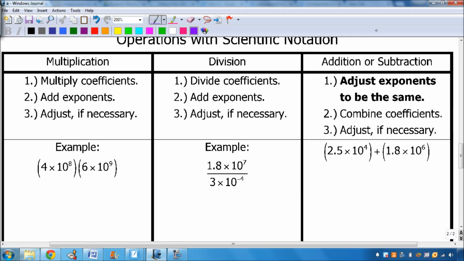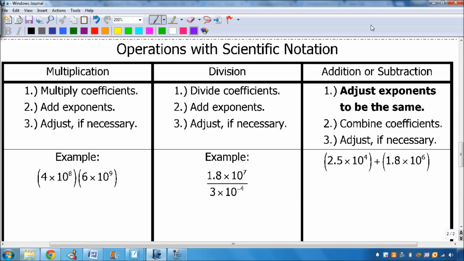Okay? All right, so now we're going to talk about operations with scientific notation. So here are the steps for what you need to do when you are doing any type of operations with scientific notation. For multiplication, you need to multiply the coefficients, then add the exponents, and then adjust if necessary. Adjust means you got to make sure that the coefficient is between 1 and 10. The exponents are allowed to be different when you are multiplying. There's no rule that says that they're not allowed to be the same.